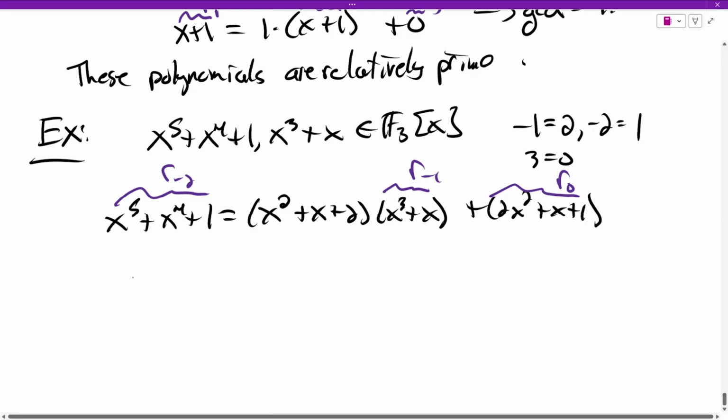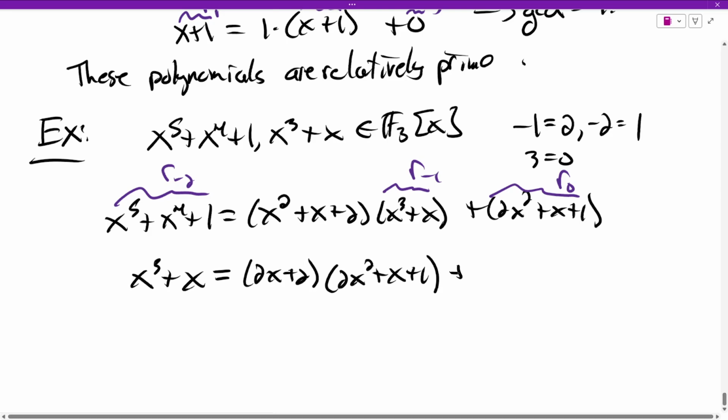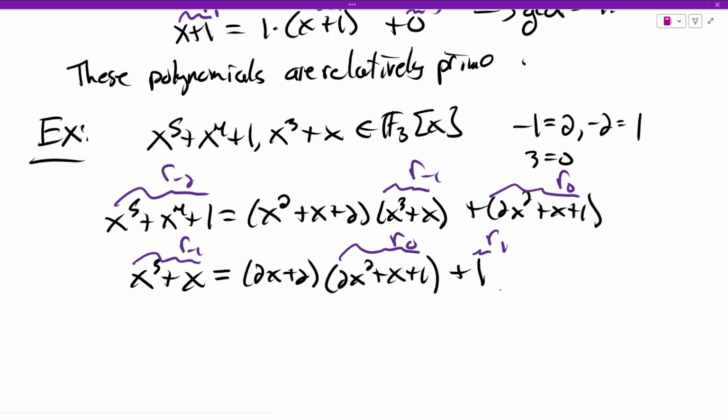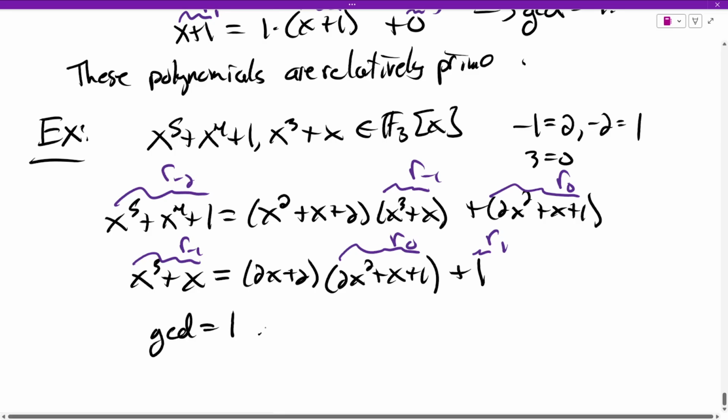Now we're going to divide r0 into r negative 1. And when we do that, we're going to get 2x plus 2 times 2x squared plus x plus 1, and then plus 1. And we can actually stop here. So this is our r0, and this is our r1. We can stop here because this is a constant. Whenever you get a constant, you know that the next step is going to terminate. So from this, we learn that the GCD is still 1. Although this Euclidean algorithm actually finished faster than the previous one.